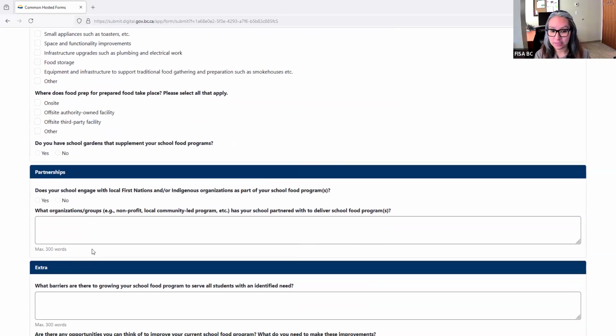Partnerships, we already talked about this in the application. Does your school engage with local First Nations? You can say yes or no. And any other organizations. So some of you have, like, I go back again to say Salvation Army, or anybody else who is working with the food bank. I know a lot of schools are working with food banks, so you can write here. I will write no, and then I will write, yeah, maybe Salvation Army. Okay.